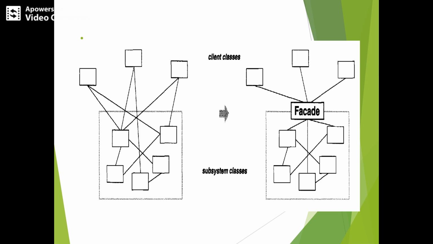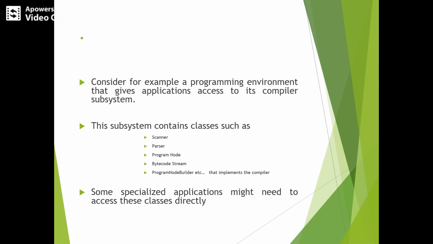design pattern. So here consider, for example, a programming environment that gives applications access to its compiler subsystem. This subsystem contains classes such as scanner, parser, program node, bytecode stream, program node builder, etc. that implement the compiler. If you consider the compiler as the main, the rest can be assumed to be subsystems.